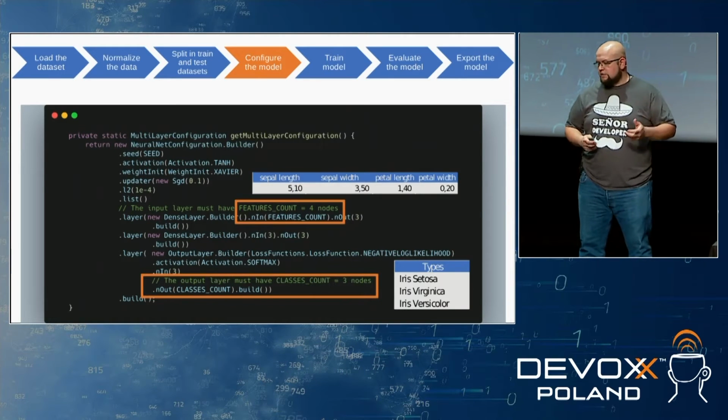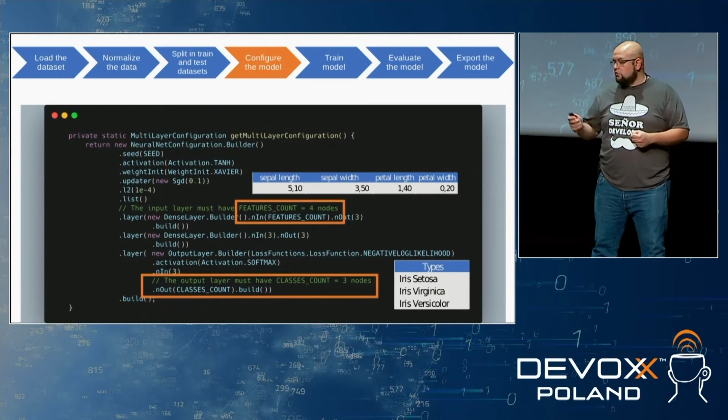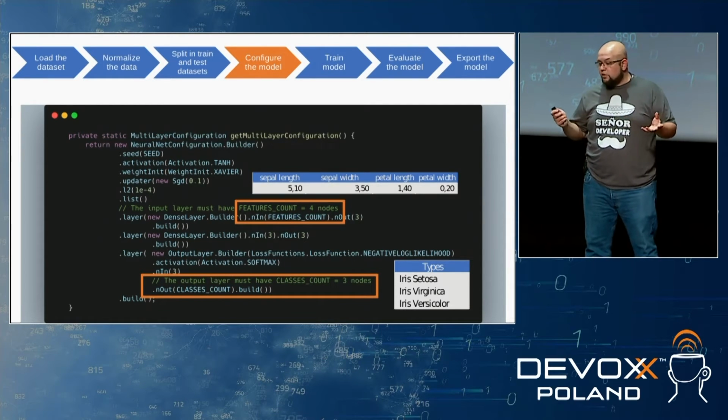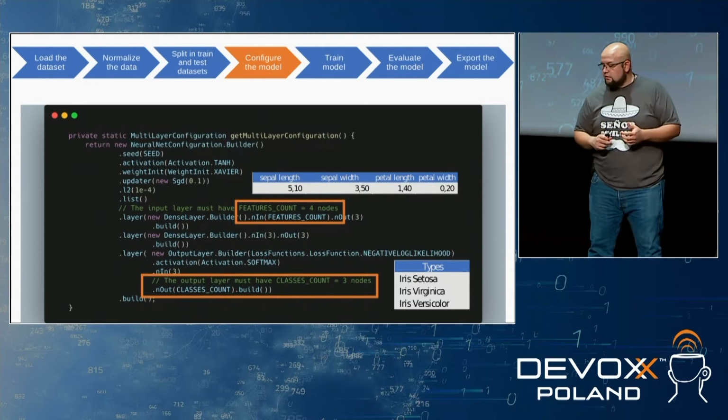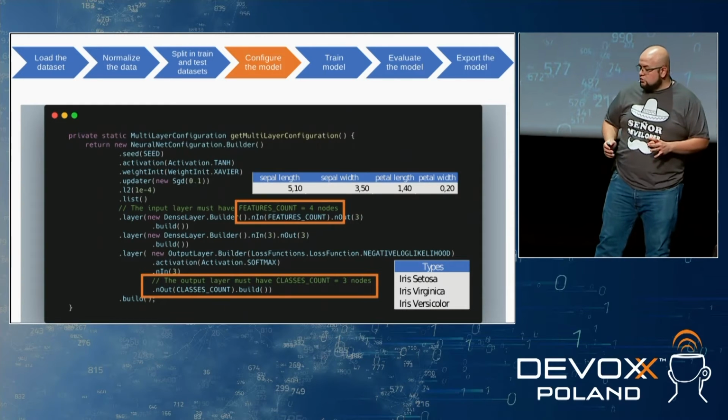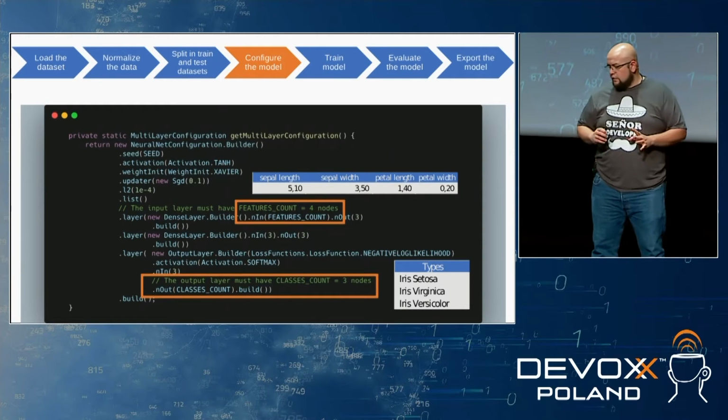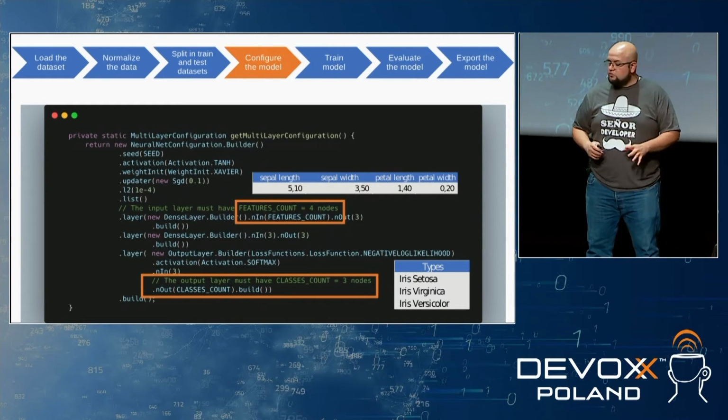So here we see it more clearly. The input layer has 4 nodes because we have length and width of sepal and petal. And then the output layer has 3 nodes because we have 3 classes.